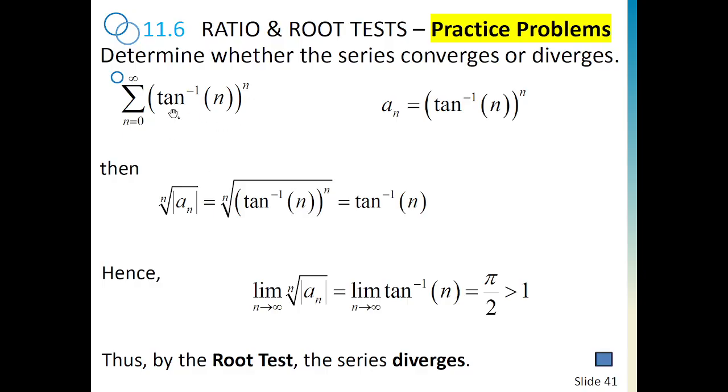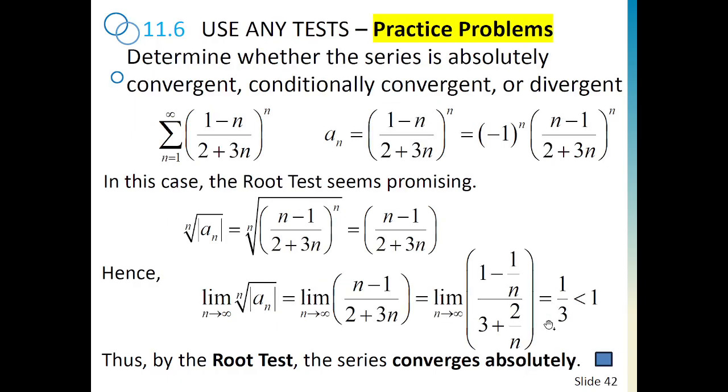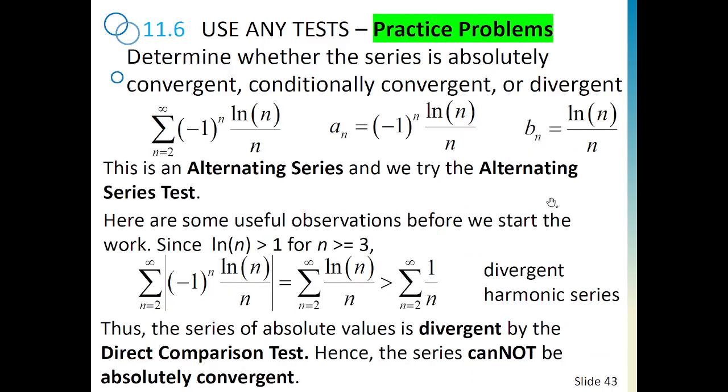Here again, something to the power n, so the root test is the best option. Now the limit here: what happens to tan inverse n when n goes to infinity? Well, the limit is pi over 2, bigger than 1, so the series is divergent. Here again, same procedure. We have an expression to the power n, so the root test is calling.